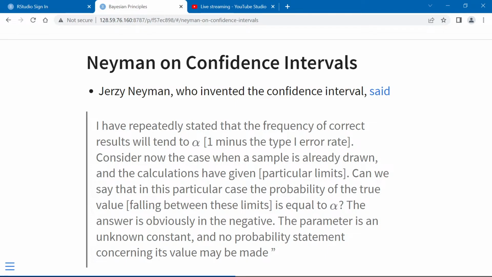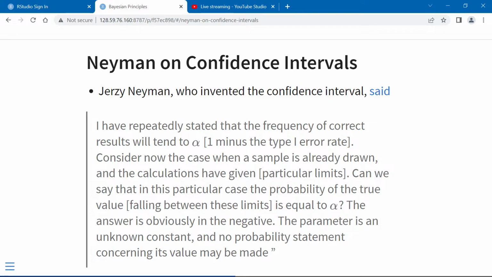But consider now the case when a sample is already drawn and the calculations for the confidence intervals have given particular limits, like here and there. Can we say that in this particular case, the probability of the true value falling between these two limits is equal to alpha? The answer is obviously in the negative. The parameter is an unknown constant and no probability statement concerning its value may be made.